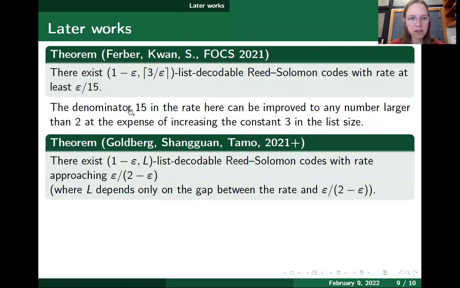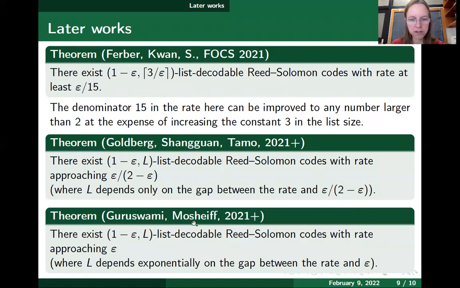This result was then improved by Guo, Zhang, Guan, and Tamo, who improved the rate we had here to any rate approaching epsilon over 2 minus epsilon. Remember, here we can get epsilon divided by any constant bigger than 2, and so they improved that. And then the list size L depends only on the gap between the rate and epsilon over 2 minus epsilon. And that was again improved by Guruswami and Mosheiff, who showed that there are 1 minus epsilon, L list decodable Reed-Solomon codes with rate approaching epsilon. Here, however, the list size L depends exponentially on the gap between the rate and epsilon.